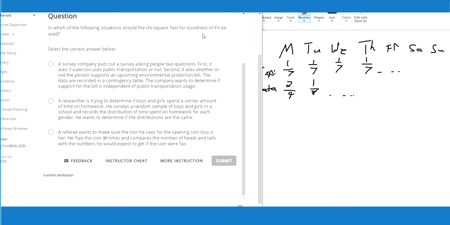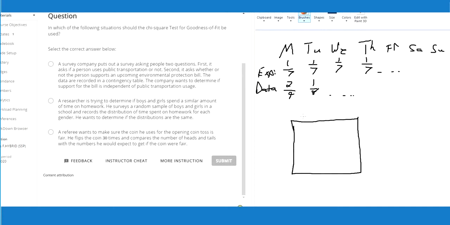So a survey company puts out a survey asking people 2 questions. First, it asks if a person uses public transportation. Second, it asks whether or not the person supports an upcoming environmental protection bill. The data are recorded in a contingency table. The company wants to determine if support for the bill is independent. So this actually sounds like a different chi-square test here.